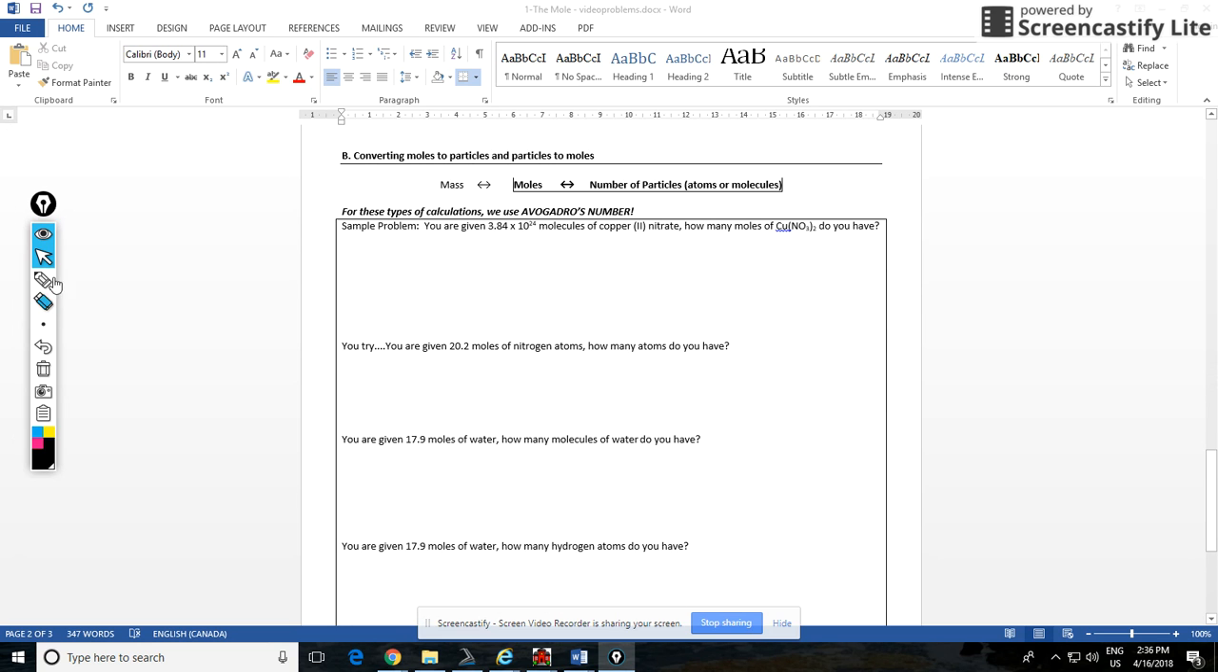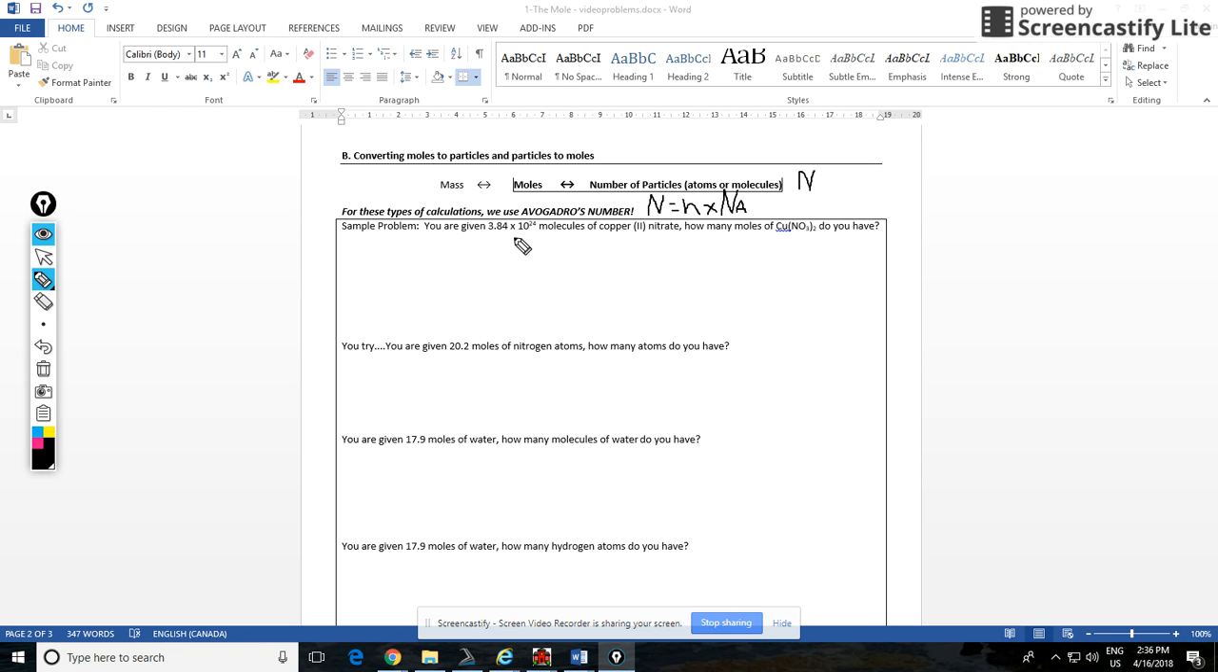So you need to remember Avogadro's number when you're doing these problems, the 6.022 times 10 to the power of 23. For number of particles, there's another variable you need to remember, and it's big N. Big N means number of particles. So our formula to find number of particles, big N, is going to be the number of moles multiplied by Avogadro's number.